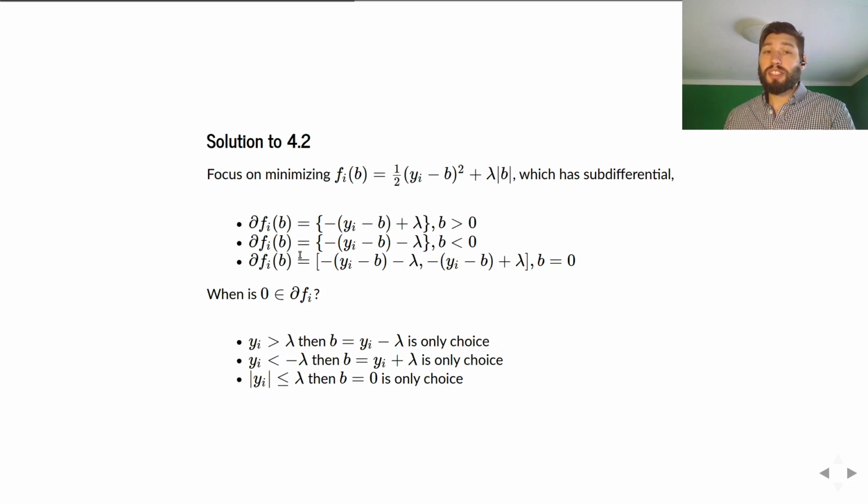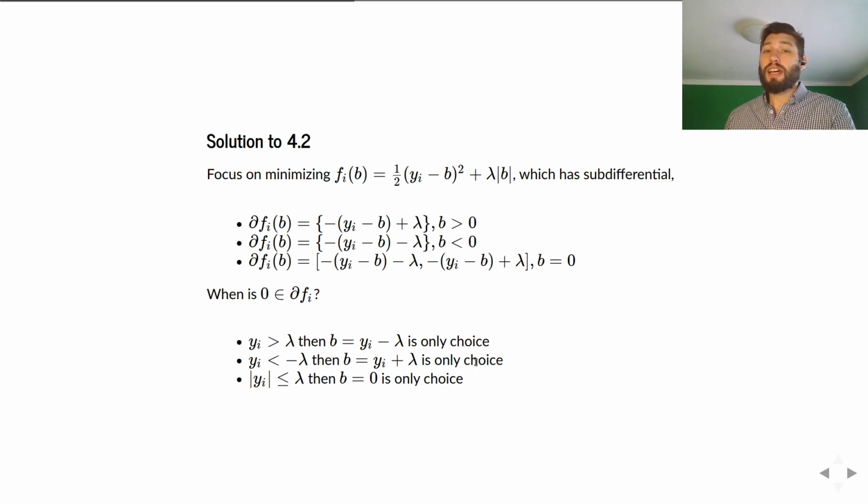The second option is if this subdifferential, the second line here, is equal to 0. So we just solve for that again. We get that b is equal to yi plus lambda in this case, right? And then if b is negative, that means that yi is less than minus lambda. You just set this less than 0, and you get that yi is less than minus lambda.